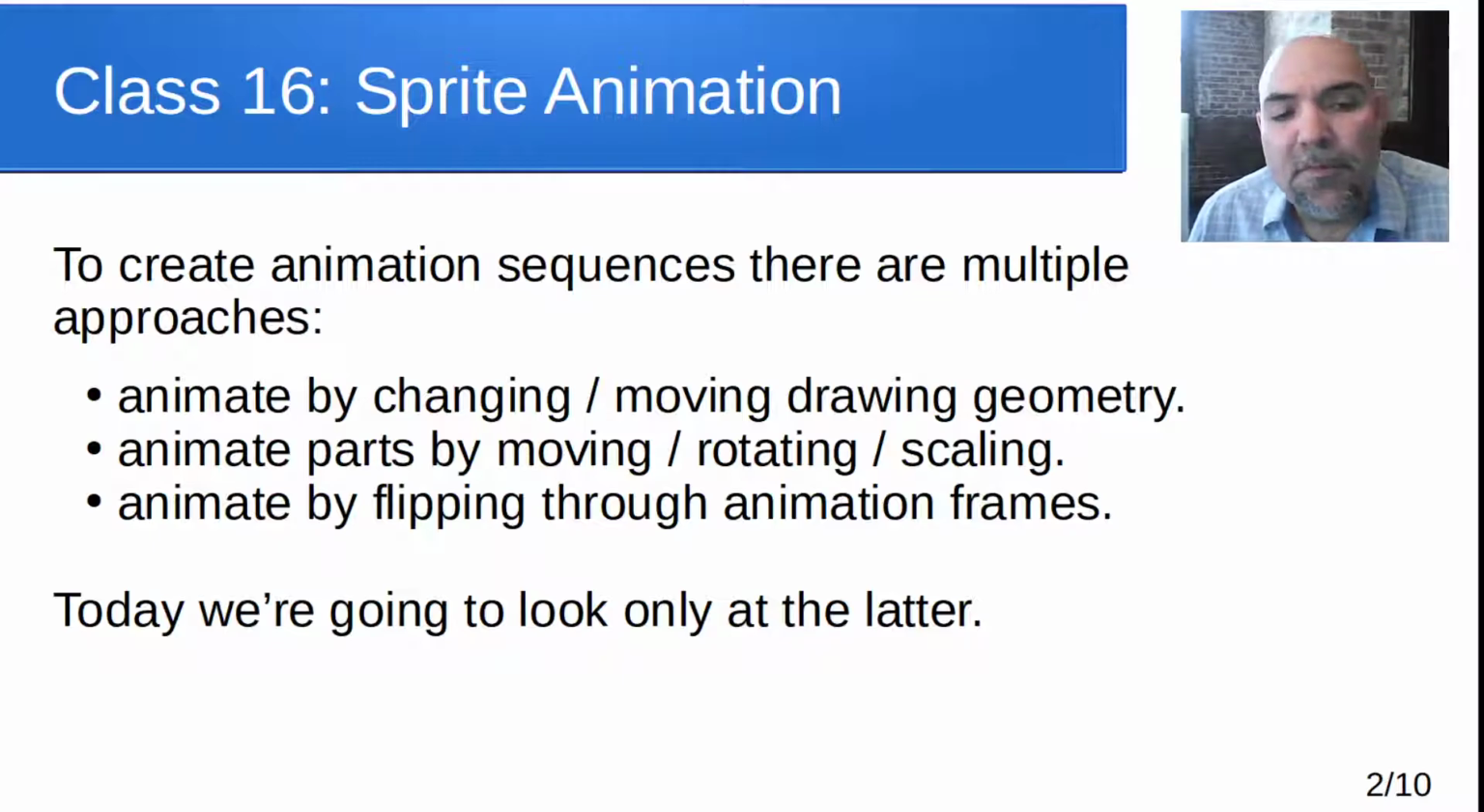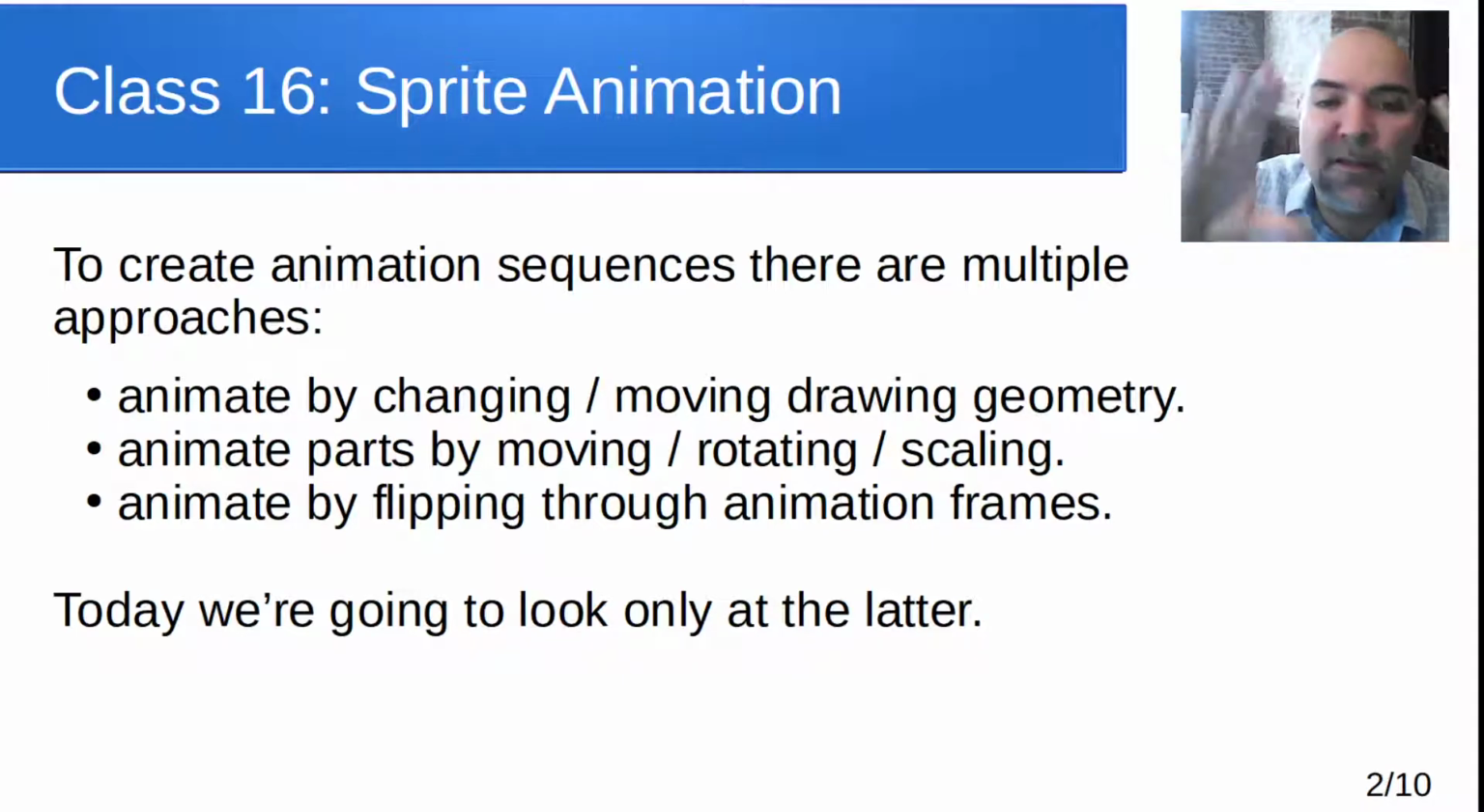The other type of animation is by moving, rotating, and scaling parts. That works with not just drawing geometry, but it works with images. So for example, if you had a character and you had the arms separate from the head, separate from the torso, you could rotate the arms around this location. You could move the torso around and scale it, make it larger or smaller. You could have the head kind of move in relation to the torso and have it bop along, whatever you want. And we're not really going to cover these two methods today.